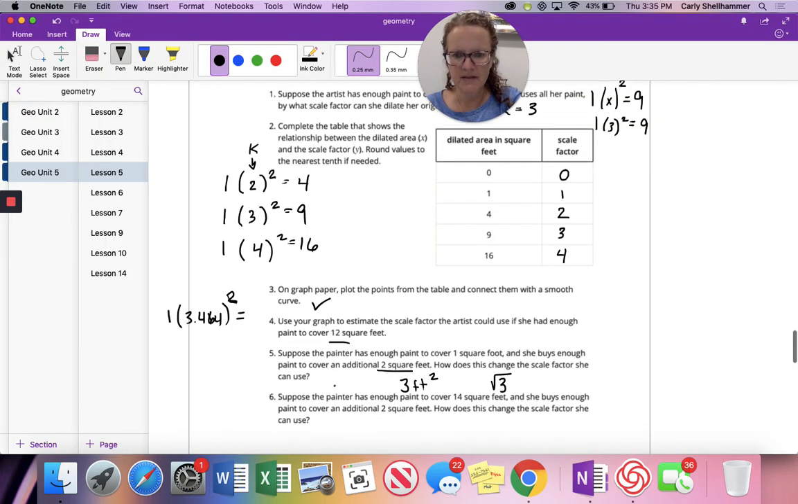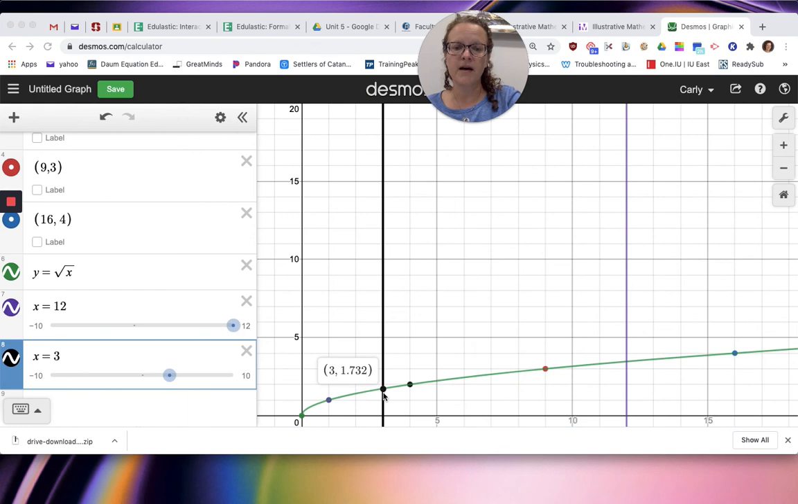What were we doing? Number 5. So suppose the painter, all right. So for that number 5, our scale factor would be 1.732, which is actually the square root of 3. Okay, same thing.